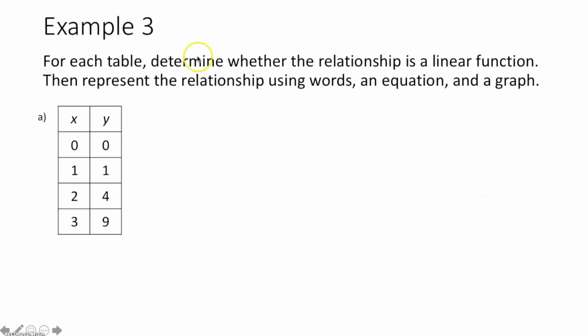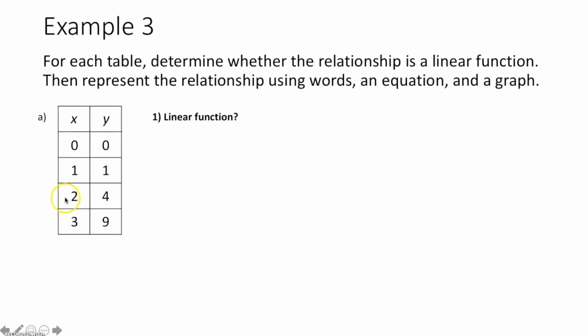Example 3 says for each table, determine whether the relationship is a linear function. Then represent the relationship using words, an equation, and a graph. So first, is this a linear function? Well, first, is it a function? Well, we don't see any x values that repeat. Therefore, yes, it is a function. Now, is it a linear function?